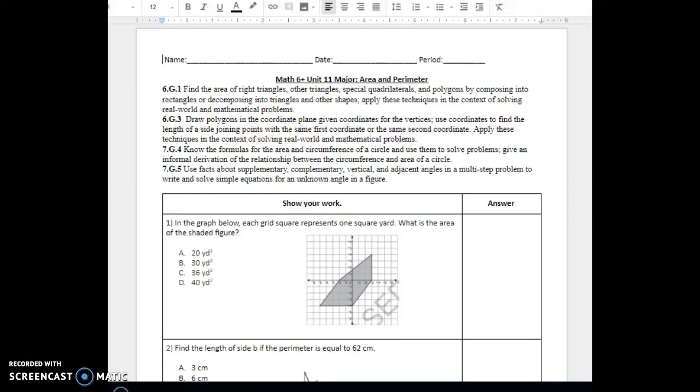Math 6 Plus Unit 11 Major, Area and Perimeter. Question 1. In the graph below, each grid square represents 1 square yard. What is the area of the shaded region?